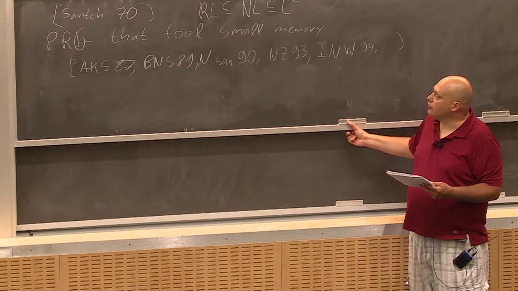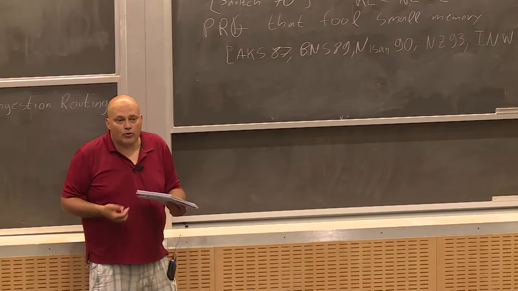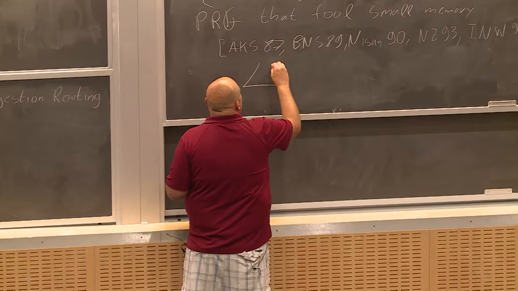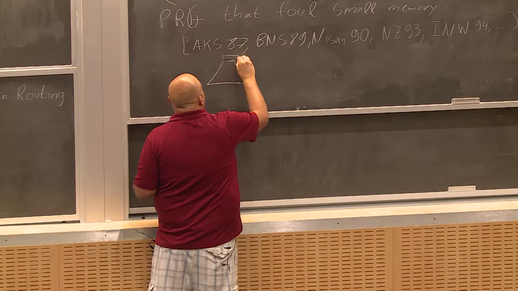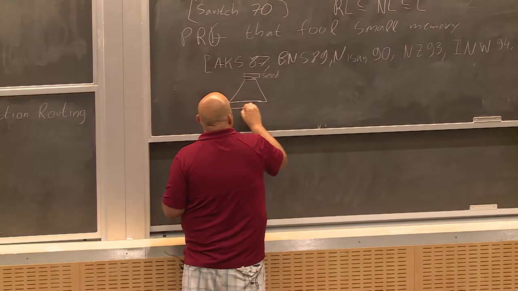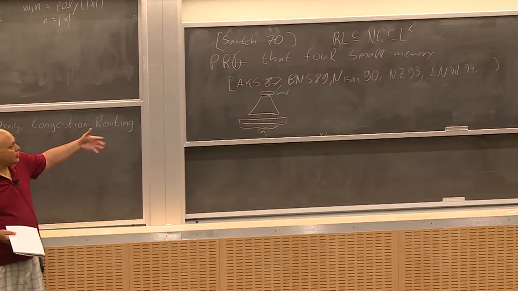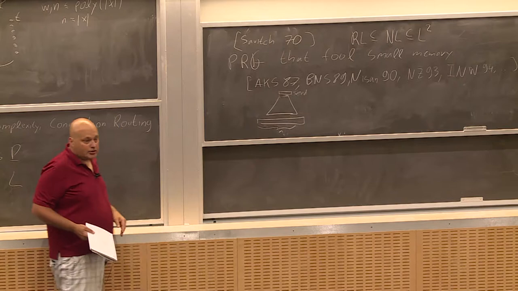So what is this notion of a pseudorandom generator? I'm sure most of you, if not all of you, are aware of it, but let me just draw the picture. So we have a way to take a short seed and transform it to a long string of length n. And this distribution, so when you put a uniform seed, you get a distribution over longer strings. This distribution would fool whatever model of computation you want.